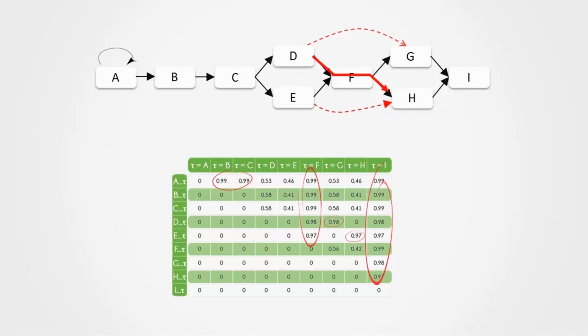If D is executed, there is the option to skip G by executing first F and then H instead of G. Therefore, a connection between E and H and between D and G will be added to the model.